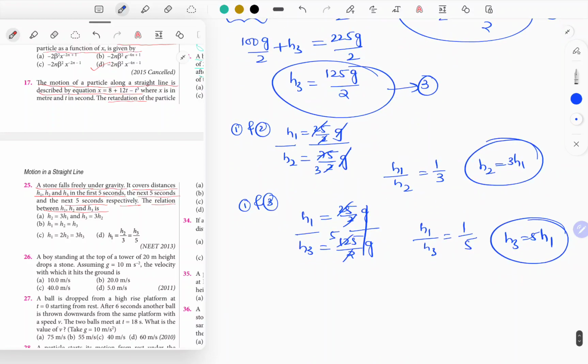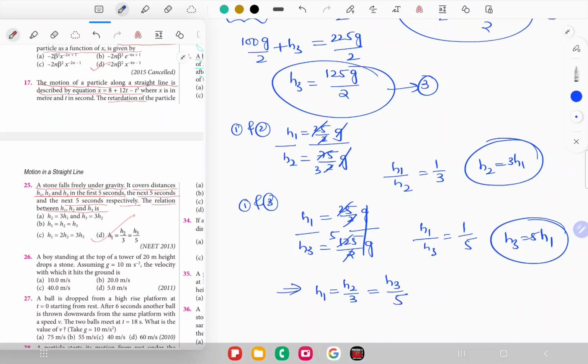So finally, H1 is equal to H2 by 3, which is equal to H3 by 5. Which option matches? Option D is correct. This is how we have to answer.